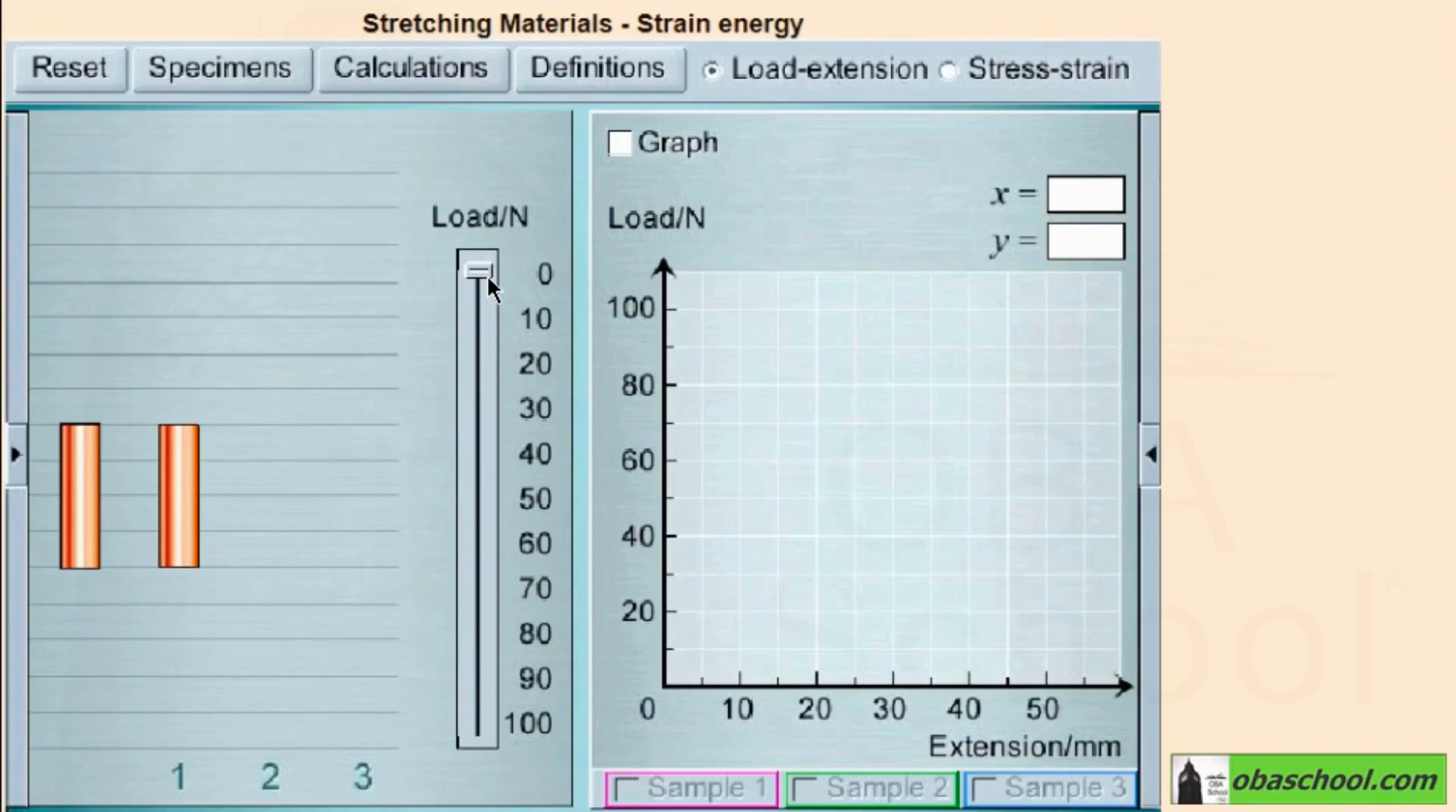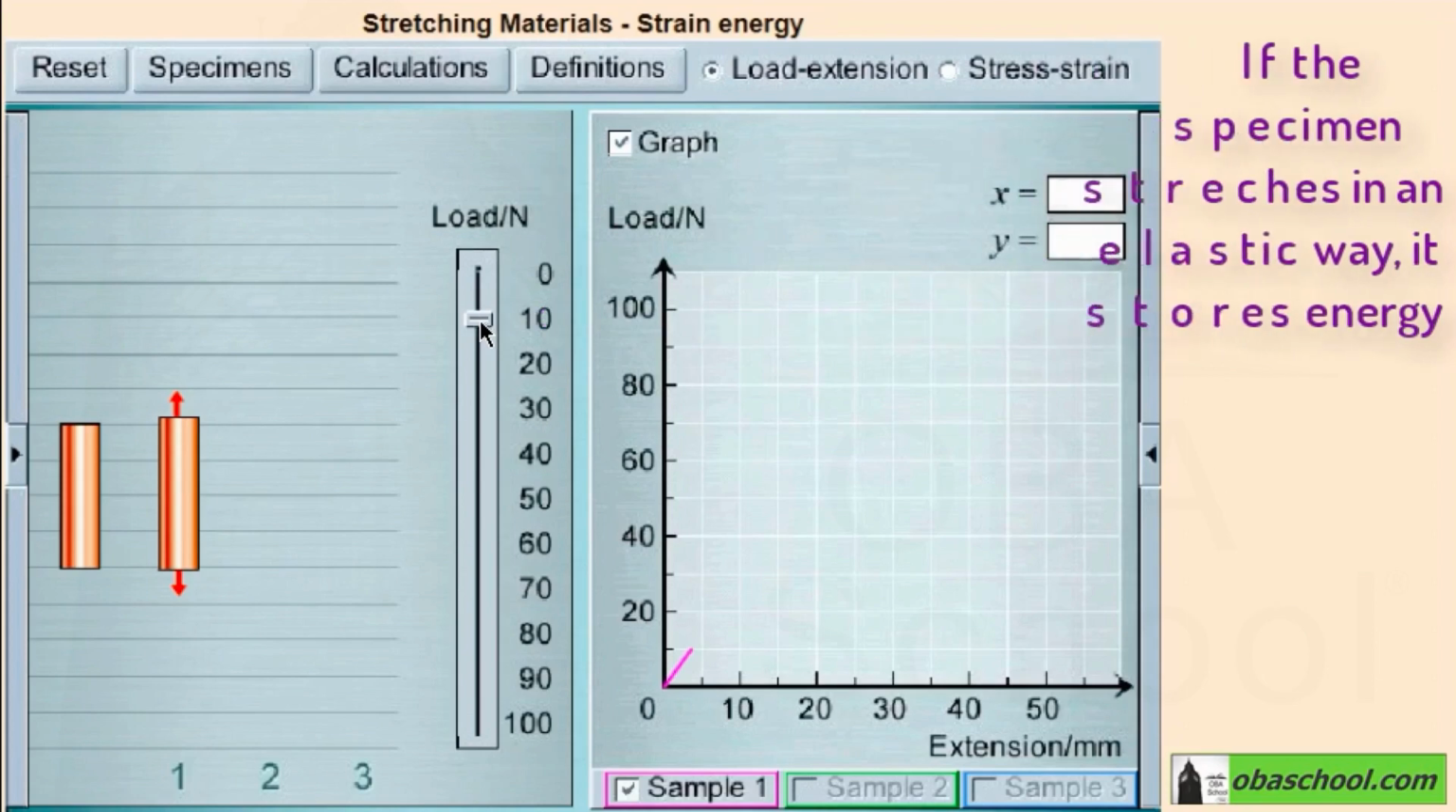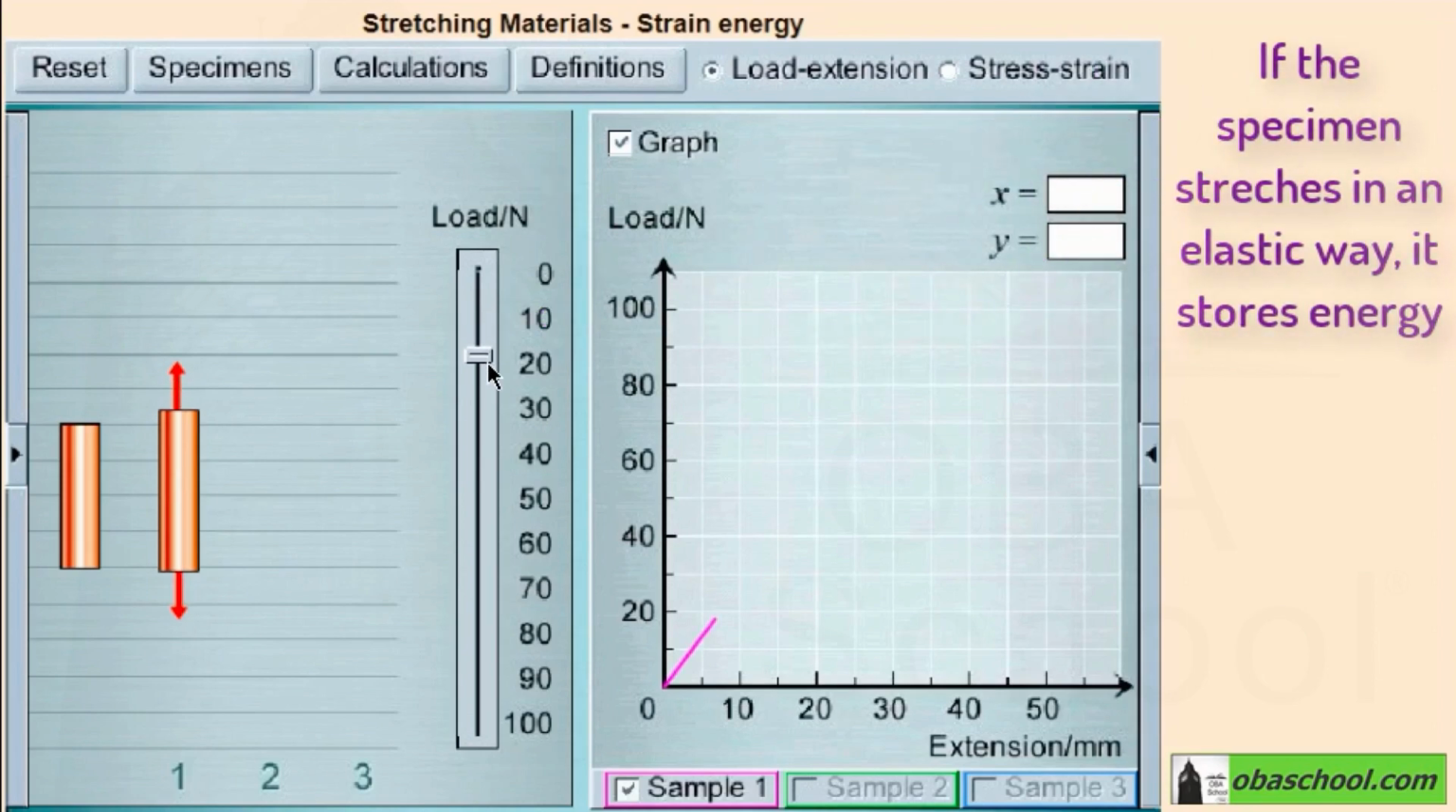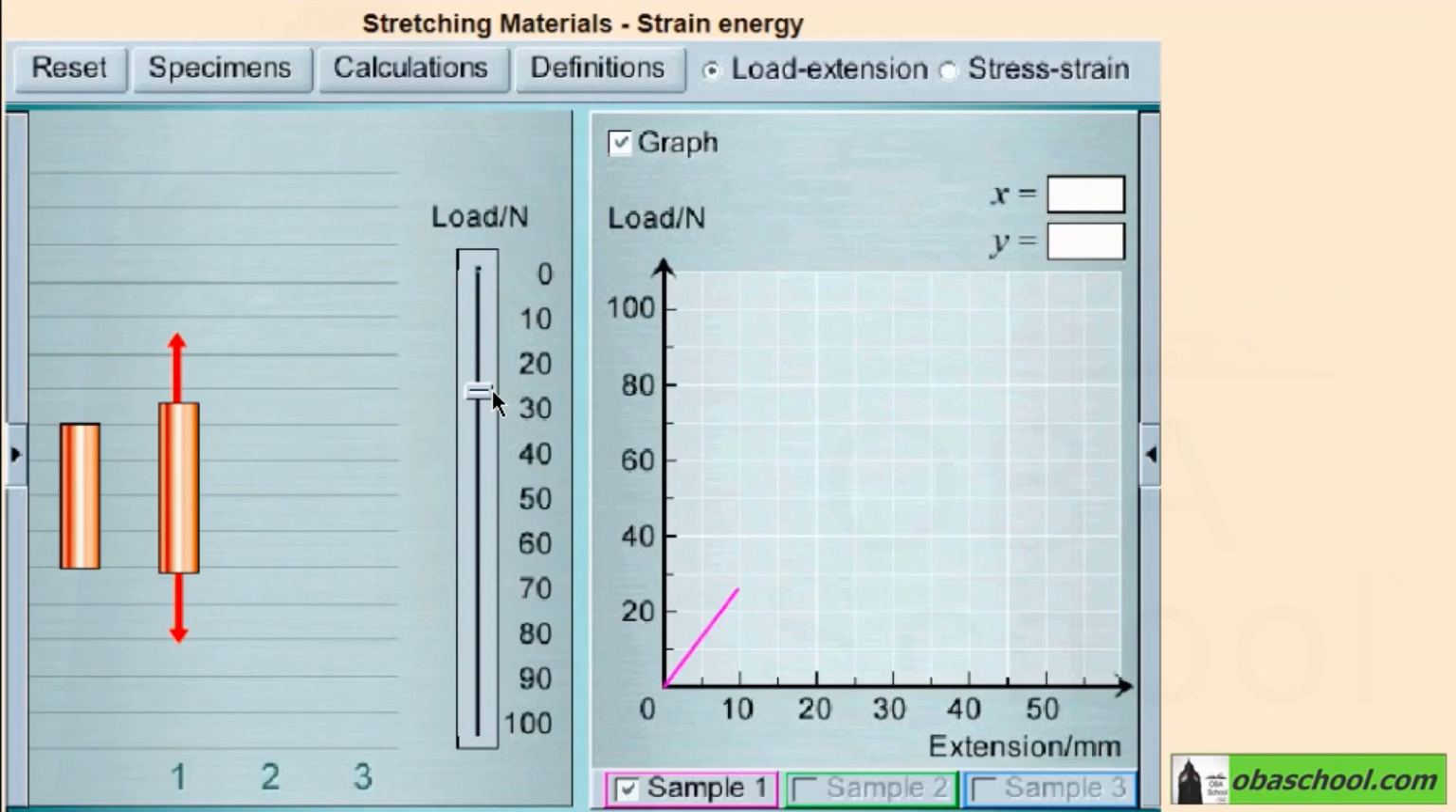Hello everyone! In this simulation, we're going to investigate the strain energy. Let's recall what the strain energy is. Actually, work is done when a specimen is stretched. If the specimen stretches in an elastic way, it stores energy. It stores the energy transferred to it.